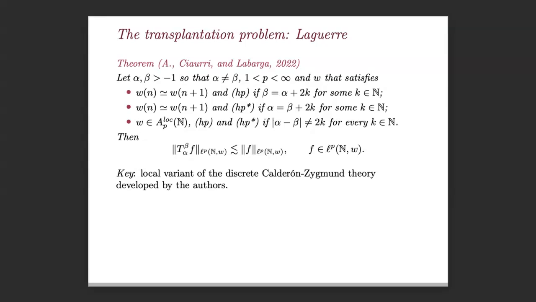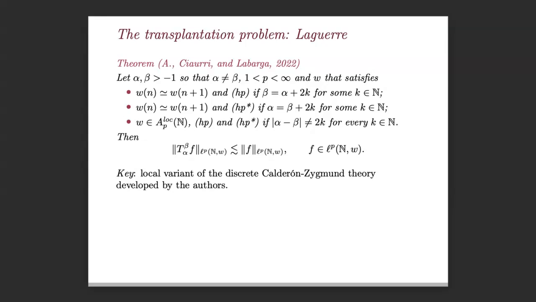So let alpha and beta be different and bigger than -1, p between 1 and infinity, and a weight that satisfies this equivalence and condition H_p if beta is equal to alpha plus 2k, the equivalence and condition H_p star if alpha is equal to beta plus 2k, and finally the weight belongs to local A_p and conditions H_p and H_p star if the absolute value of the difference between alpha and beta is not equal to 2k. Then we obtain this weighted norm inequality for the transplantation operator.